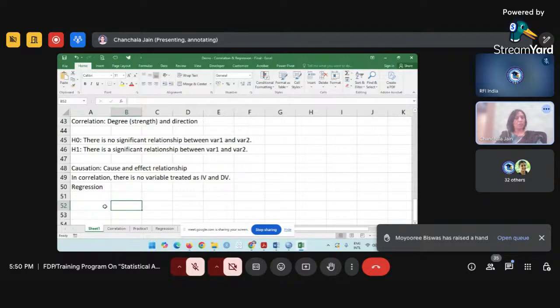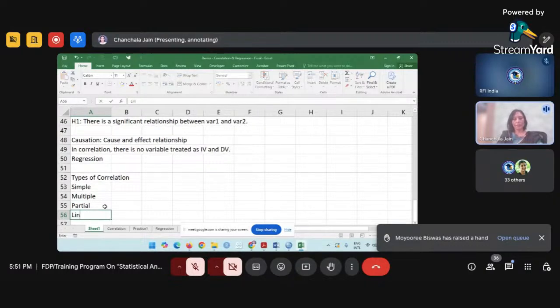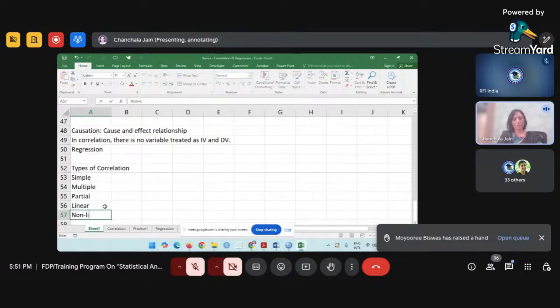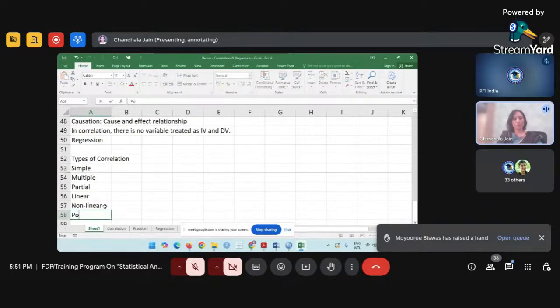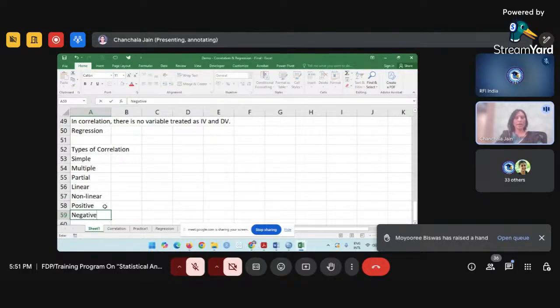Fine. Moving ahead. Now, I think I was talking about the types. There are various types of correlation available generally: simple, multiple, partial, then linear, non-linear, then positive, negative. So these are the varieties of correlation available in statistics.